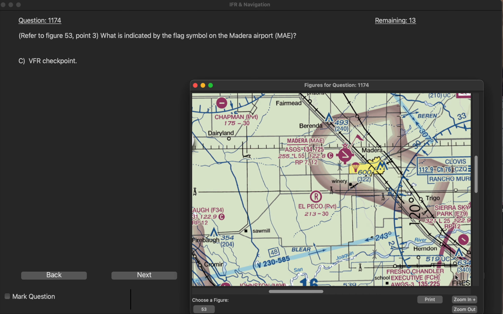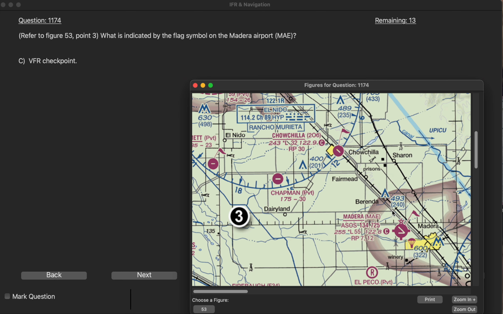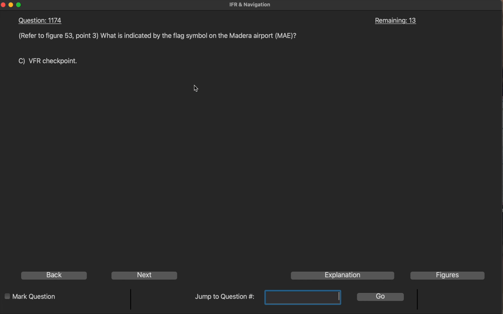Refer to Figure 53.3. Let's find point 3. What is the indication of the flag symbol on the Madeira Airport? Oh, over here. The flag symbol means it's a VFR checkpoint.